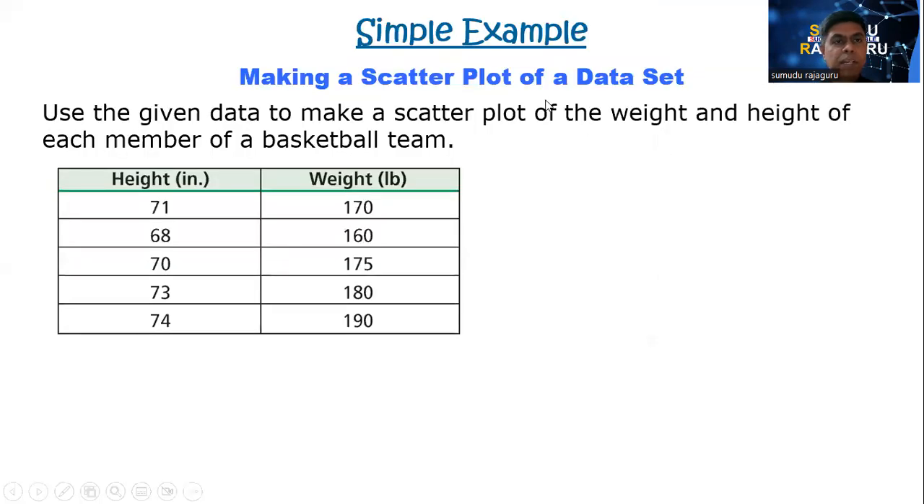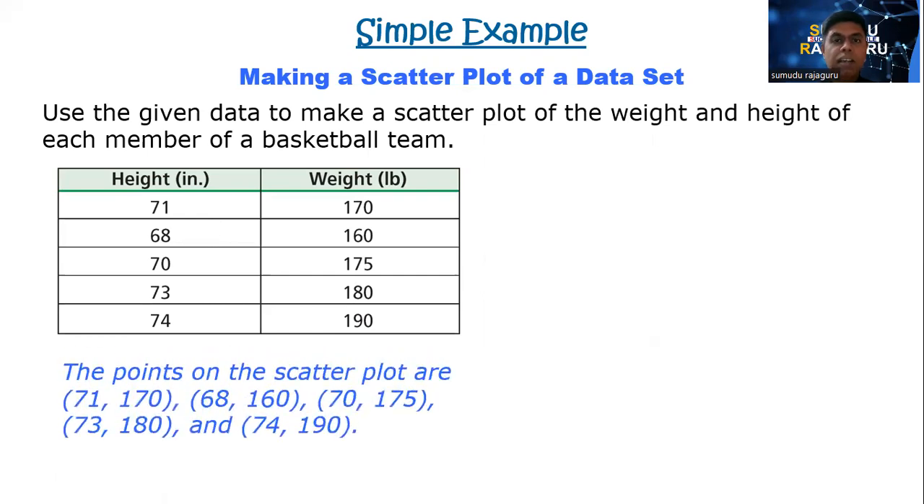Now, this is a simple example for a scatter diagram. You can see in here heights given, in here weight given. So there are five people, one, two, three, four, five. Those five people's heights are given in inches and weights in pounds. Now we have to mark these data on the Cartesian plane.